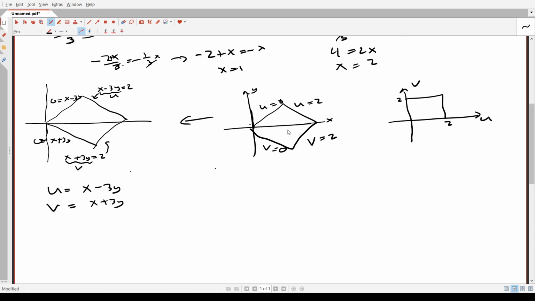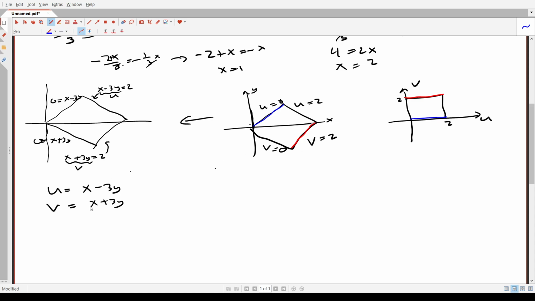Right, so this line right here, let me pick a different color. Okay, so this line right here, the line v equals 2, that becomes this line right here, v equals 2. And then different color, let's do blue. So then this line right here becomes this one. And then this is the line u equals 2 right here. And this is u equals 0.